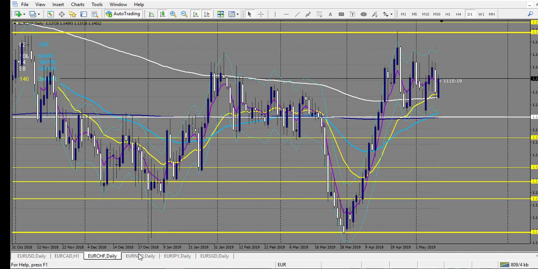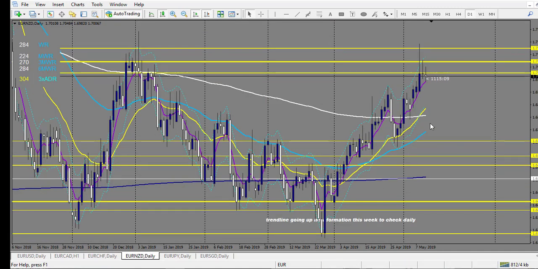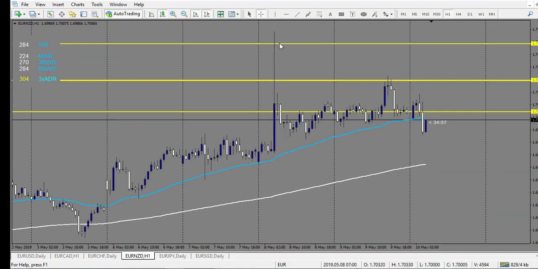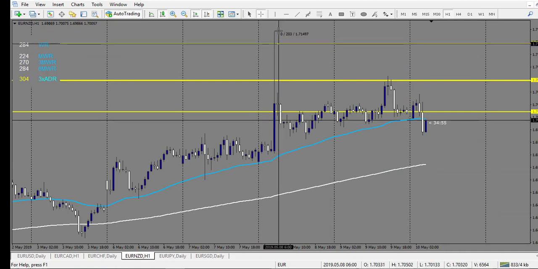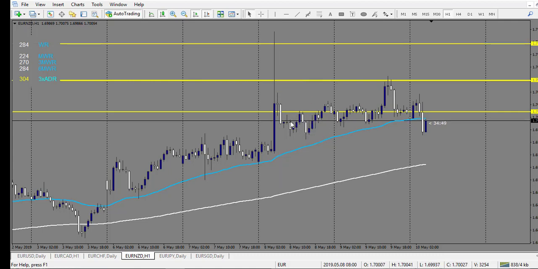Euro New Zealand. Our Euro New Zealand during the news, since it's during the news, you will not have taken this specific thick yellow line, but you would have taken this one. And the stop loss would have been 30 pips, and it made 20 pips, and after it made 150. So this is a very nice winning during the news.